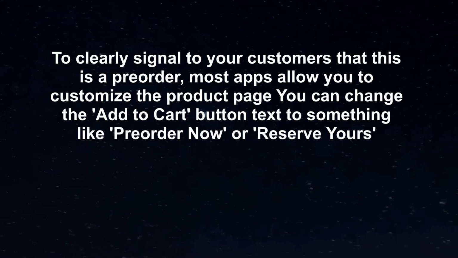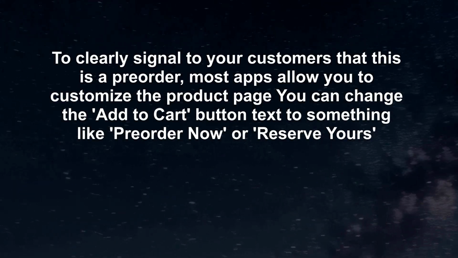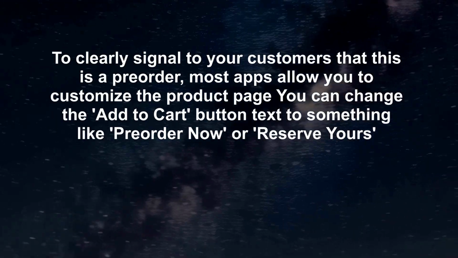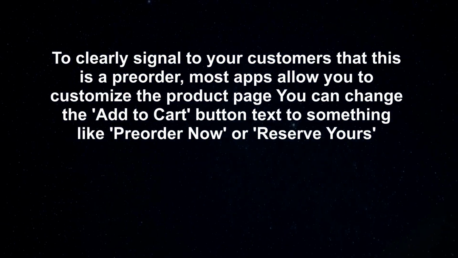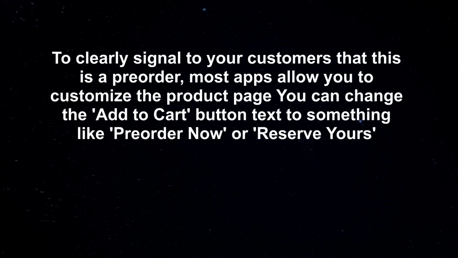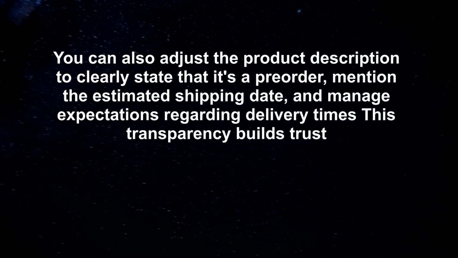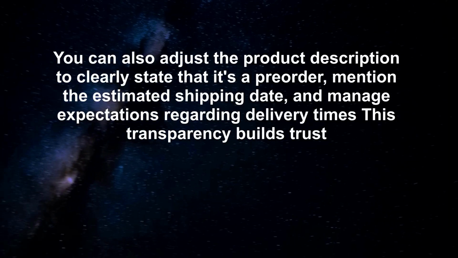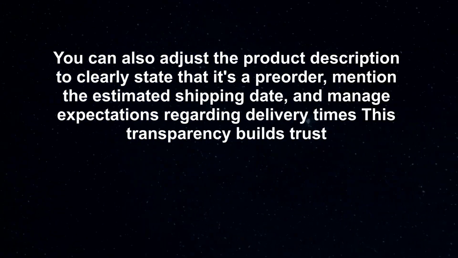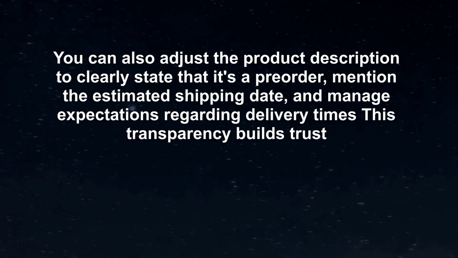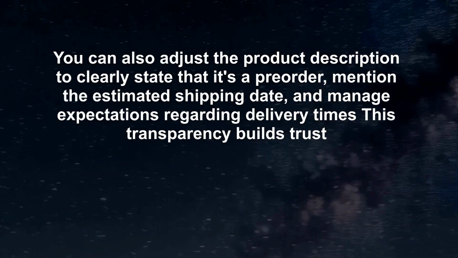To clearly signal to your customers that this is a pre-order, most apps allow you to customize the product page. You can change the Add to Cart button text to something like Preorder Now or Reserve Yours. You can also adjust the product description to clearly state that it's a pre-order, mention the estimated shipping date, and manage expectations regarding delivery times.